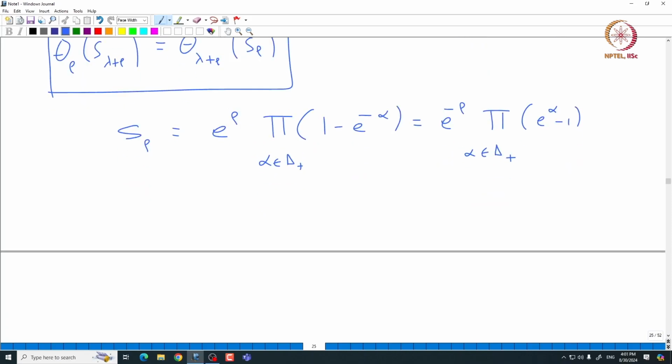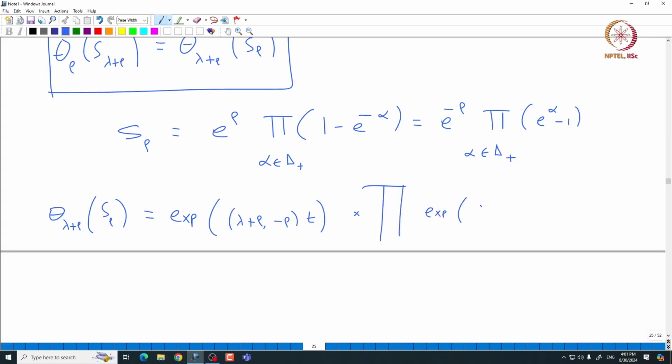So, now if you use this theta lambda plus rho applied on S rho, then because this is an algebra map, you can actually take in this theta inside, and then if you carefully do the computation, you can easily see that this is exactly equal to exponential of (lambda plus rho, minus rho) times t, and then the product of exponential of (lambda plus rho, alpha) times t minus 1, where alpha runs over delta plus. So, this is what we get.